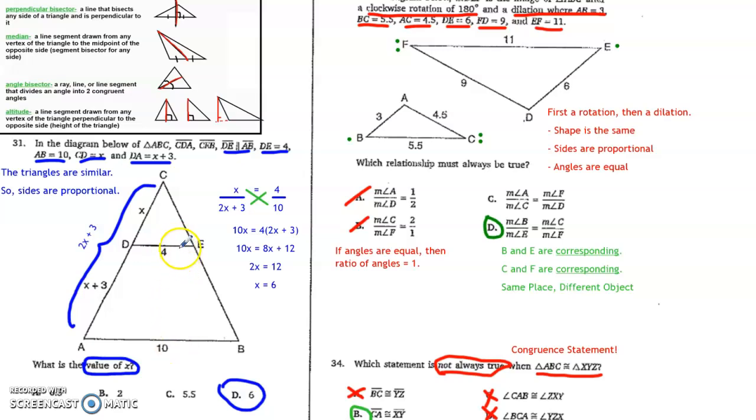That's 2 parallel lines, this line and that line. That means that the 2 triangles are similar. If the 2 triangles are similar, we can make a proportion. Crisscross applesauce means that we get x is equal to 6.